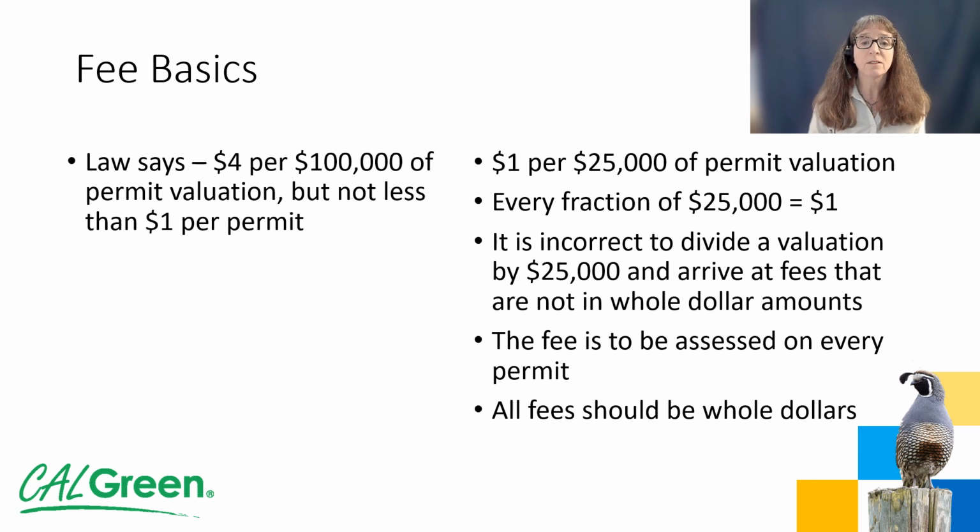Another error is dividing the individual permit valuation by 25,000 and assessing that amount. This can create fees that are less than whole dollars. Now, I'd like to show you how to correctly calculate the fees.